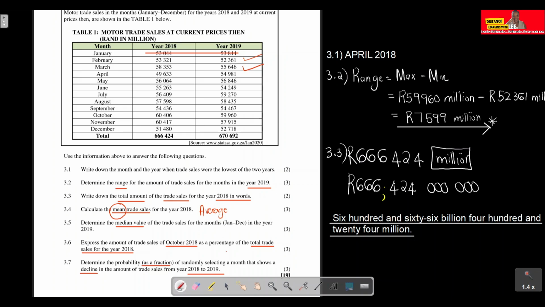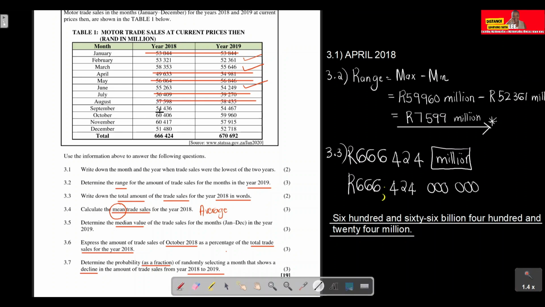Here 49633. It shows an increase. We are not going to count. That's not what we want. Here 56064, 56. It shows an increase. We're not going to count. 552635. It shows a decline. It declined. We're going to count. 56405. It shows an increase. We are not going to count. This one, 57598. It shows an increase. We are not going to count.